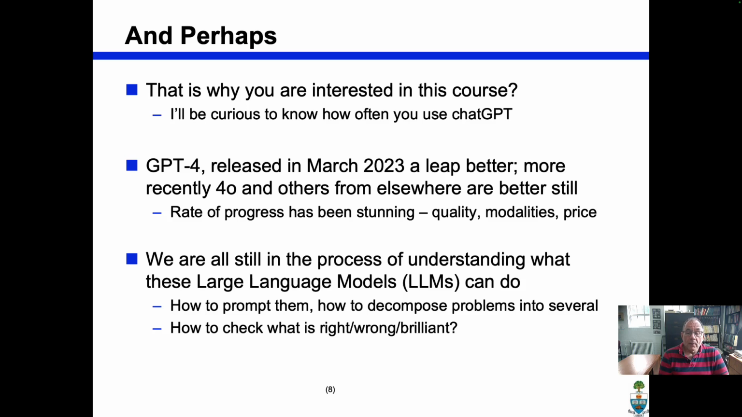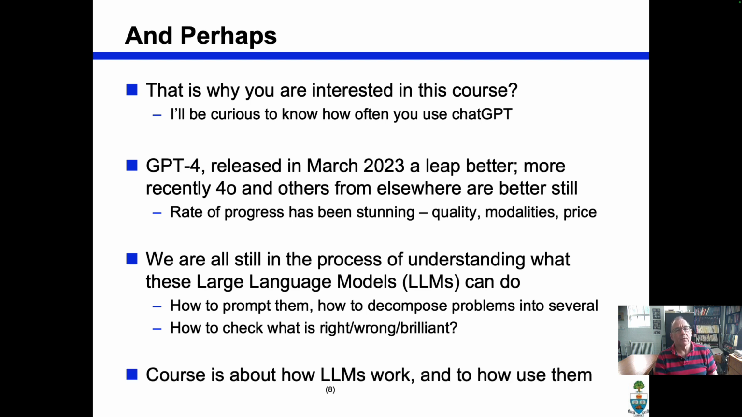All that said, the world is still in the process of understanding what these large language models can do, how to prompt them. And one thing that I want to focus on in this course towards the end is how to decompose problems that maybe don't work with a single instance of a large language model, but maybe multiple instances that are talking to each other can do even more sophisticated things. And another crucial thing that'll go on in this course is how to figure out if what's coming out of the models is right or wrong, because it can be wrong, and maybe to figure out what's brilliant about it, because there does seem to be remarkable things going on.